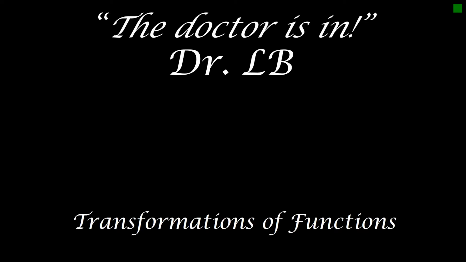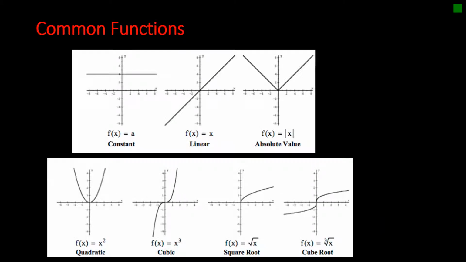Today, take a look at transformations of functions. So we need to know the basic graph of these functions. The first function is the constant graph. The constant graph is a horizontal line that goes through whatever that constant is. The linear function is f of x equals x. It is a straight line that goes through the origin.